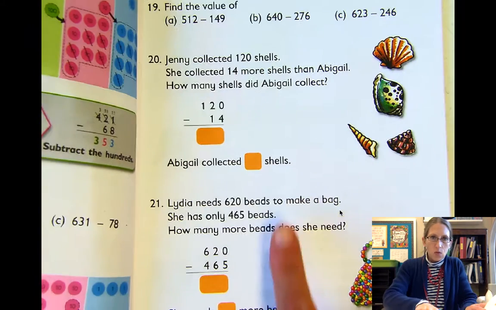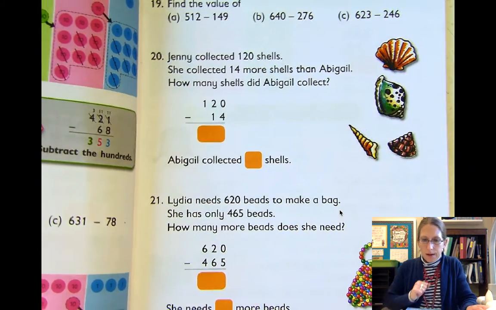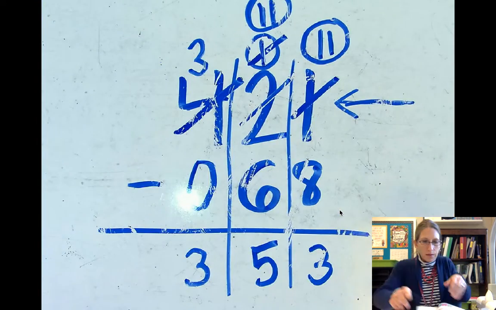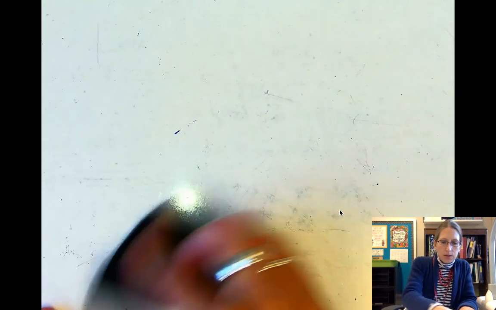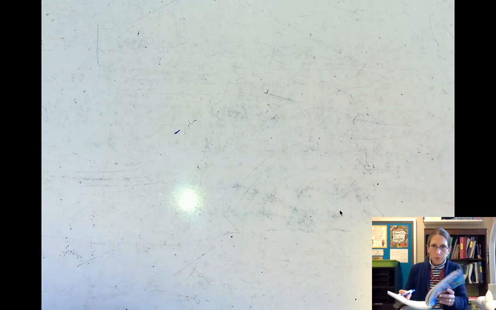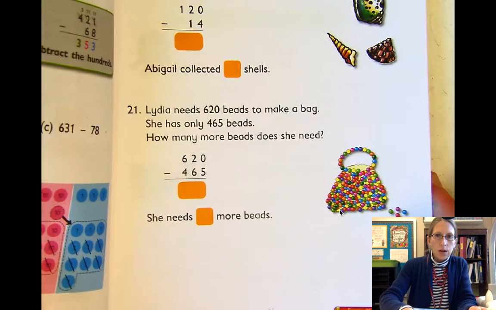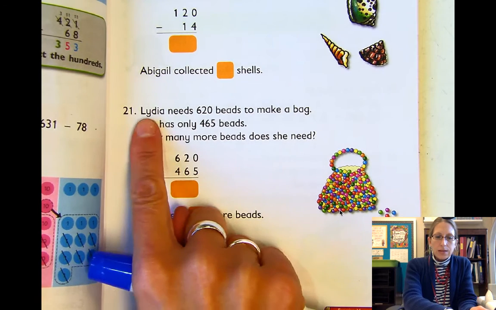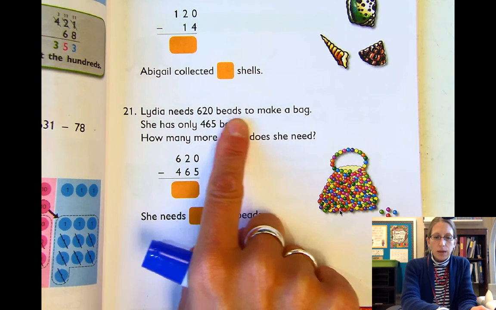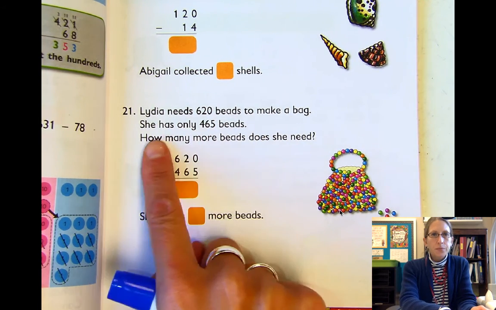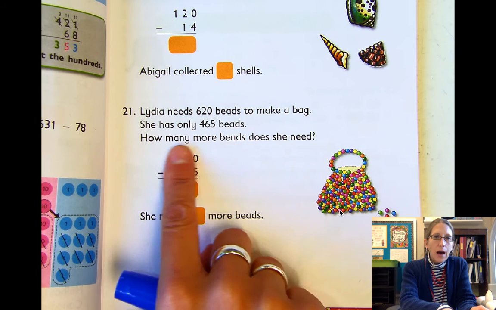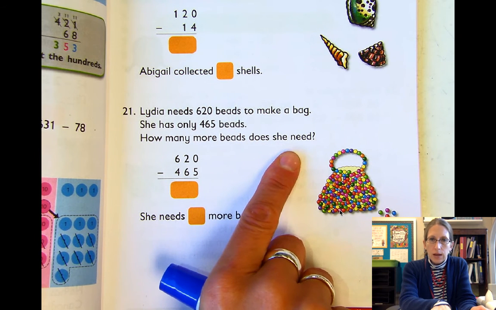And then on the next page, they have a couple more practice problems for us, and then they have a few word problems. I thought it would be prudent for us to go over one of our word problems together. So let me erase this one, and let's try number 21. Look at all these beads. It says, Lydia needs 620 beads to make a bag. She has only 465 beads. How many more beads does she need?